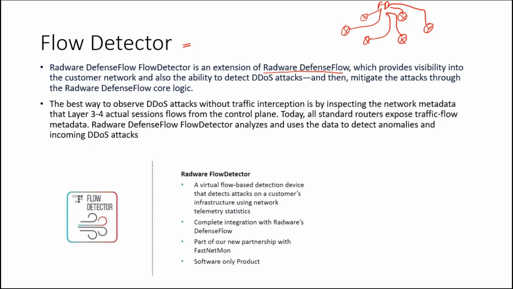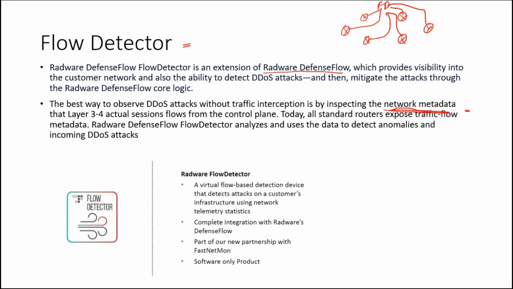So that is layer 3 and 4 actual session flows from the control plane. The network metadata is what gets inspected. Network metadata is nothing but your source IP, your destination IP, your protocol, port, packet size, count, timestamp, bytes transferred. So all these kinds of data come under the network metadata.